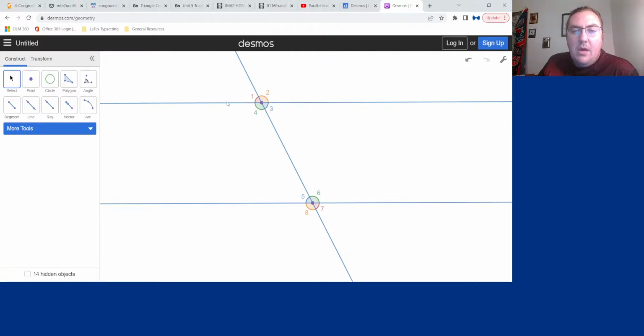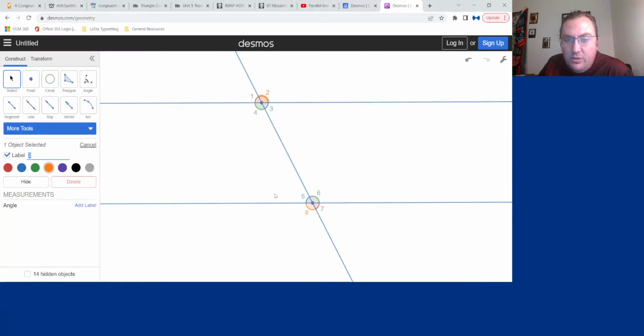Also, angle 1 and angle 2 are supplementary, angle 8 and angle 7 are supplementary, meaning angle 8 and angle 1 are supplementary, and angle 2 and angle 7 are supplementary. So we have that consecutive or same side exterior angles are supplementary.